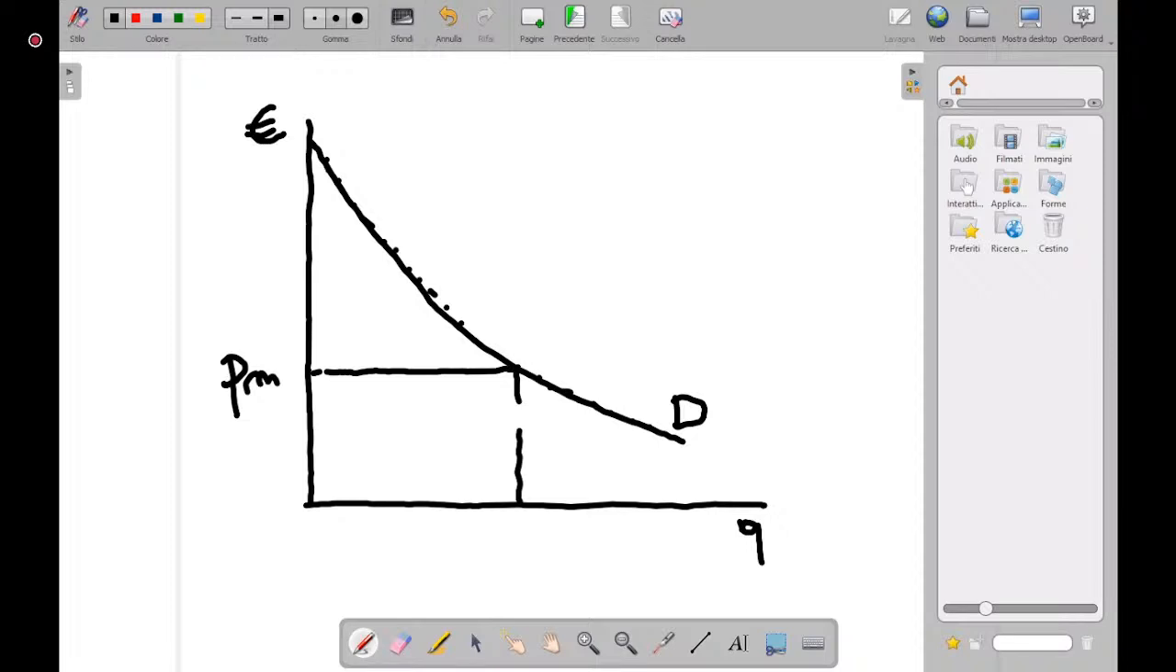So, what is the meaning of the area represented by this? Okay. The meaning of this area is called consumer surplus.